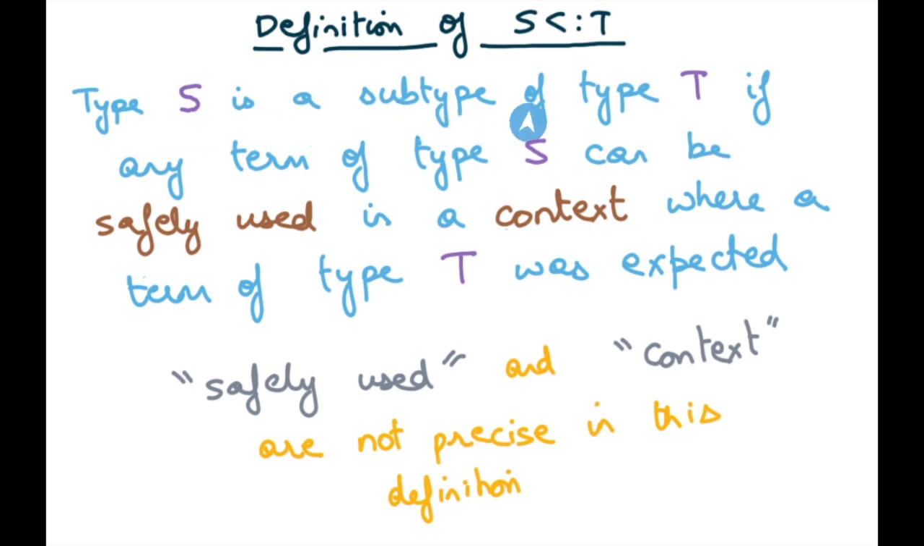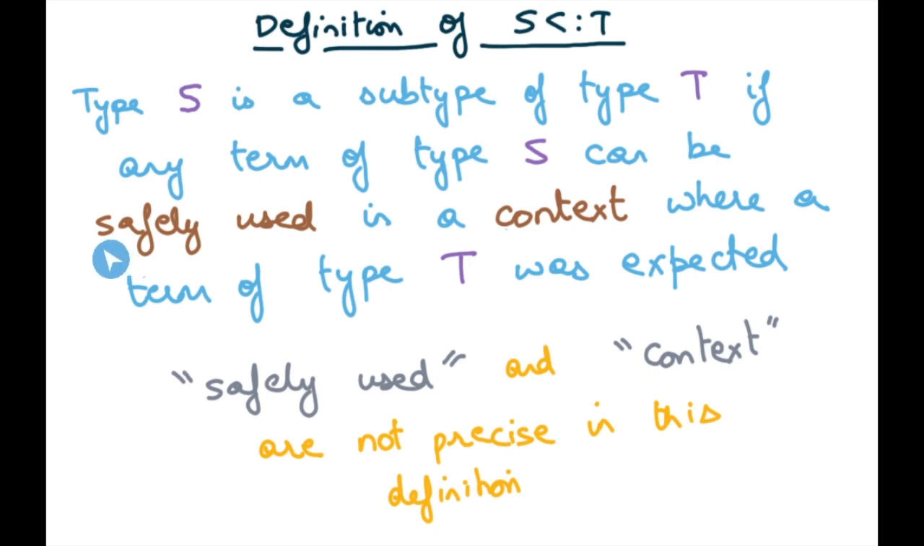Type S is a subtype of type T if any term of type S can be safely used in a context where a term of type T was expected. So notice that I'm saying that any term of type S can be used in a context where a term of type T was expected. And if this statement is true, then we say that S is a subtype of T.